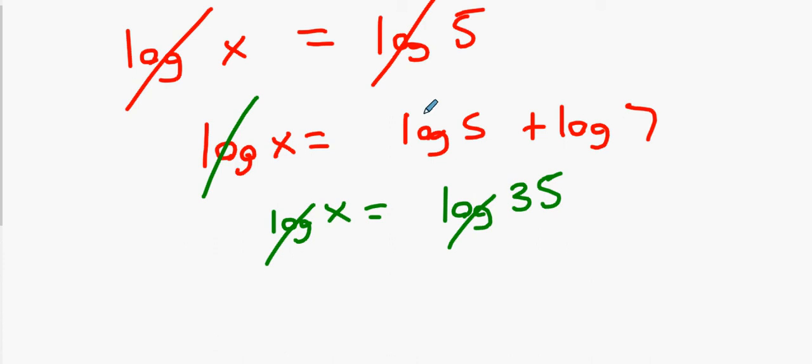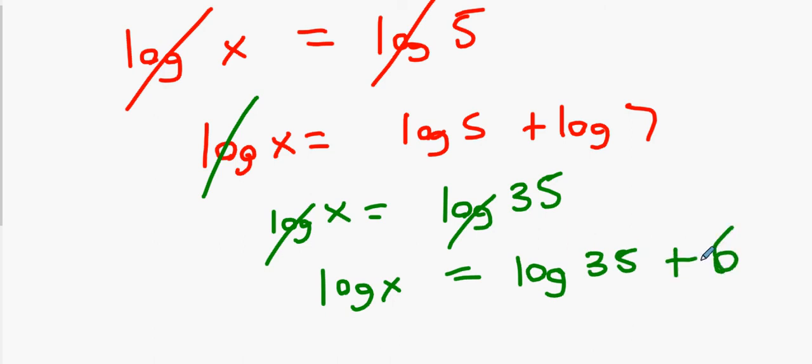Next question. If I had log x equals log 35, but then there was another number after it, like 6, would I be able to cancel them now? No. It has to be one log on the left and one log on the right, and they're both the same base, then you could cancel them out. Is that okay? Just so you know.